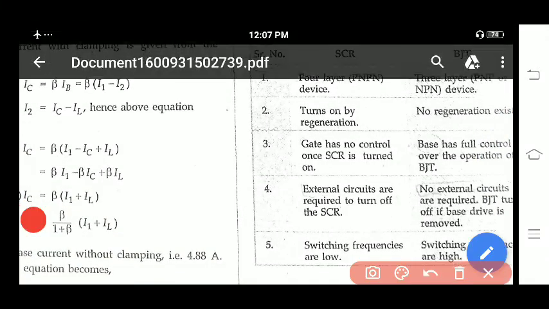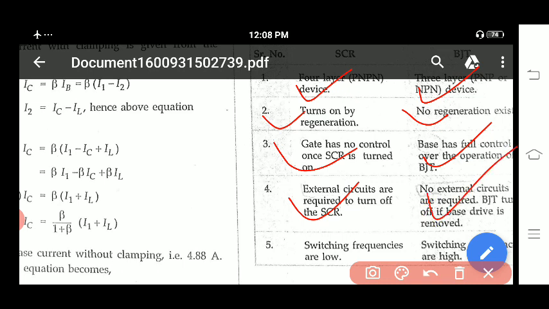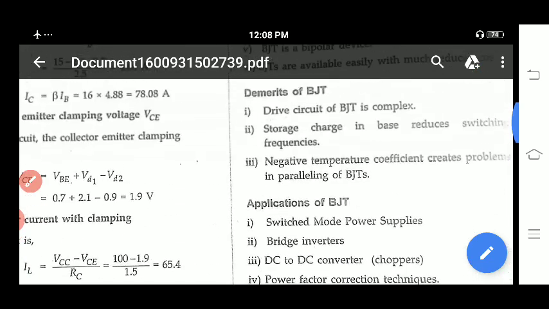SCR is a 4-layer device, PNPN. Here the BJT is a 3-layer device. SCR turns on by regeneration; in the BJT no regeneration exists. SCR has a gate with no control over it during turn on, but in the BJT the base has full control. External circuits are required to turn off the SCR, but in the BJT no external circuit is required, as base drive is enough. SCR switching frequency is lower, but switching frequency is high in the BJT.